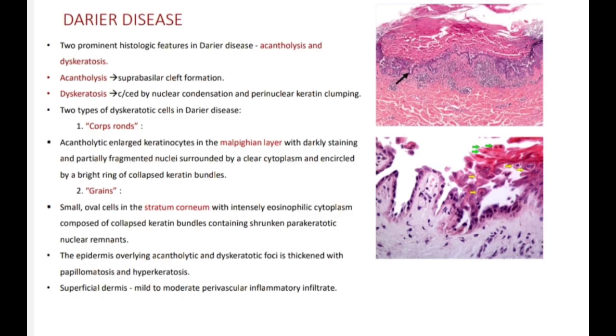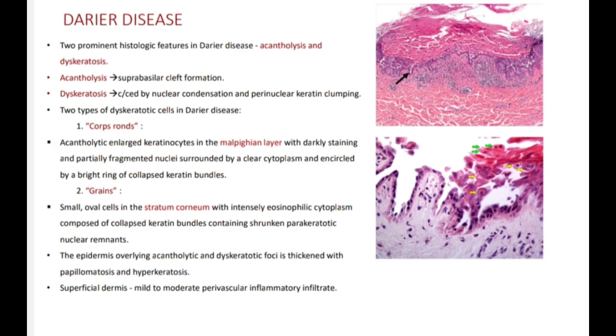So dyskeratosis produces two types of dyskeratotic cells in Darier disease, which are corps ronds and grains. Corps ronds are acantholytic enlarged keratinocytes, which are seen in the malpighian layer, and they contain darkly staining, partially fragmented nuclei, surrounded by a clear cytoplasm, and encircled by a bright ring of collapsed keratin bundles. So in the second image, the yellow arrow shows corps ronds. You can see the darkly staining nucleus surrounded by clear cytoplasm, which is surrounded by a bright ring of collapsed keratin bundles.